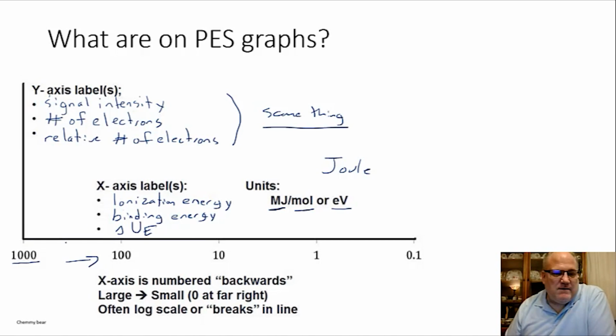The other thing is sometimes there are really large number gaps, and so they'll do little breaks in the line that look like this, these little double lines that indicate that this is not drawn to scale. So the distance from 1,000 to 100 is not equal to the distance from 1,000 to here, if that makes any sense.